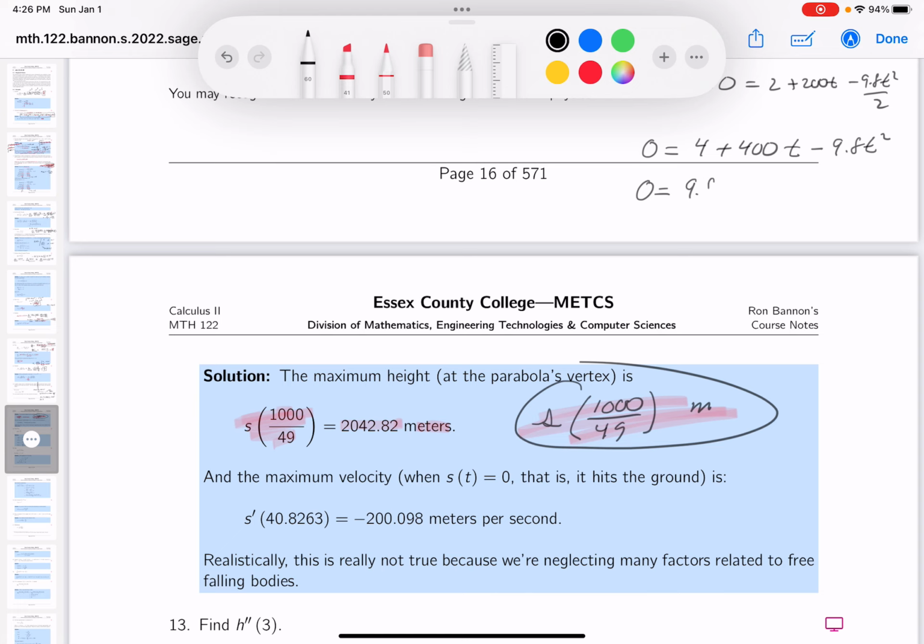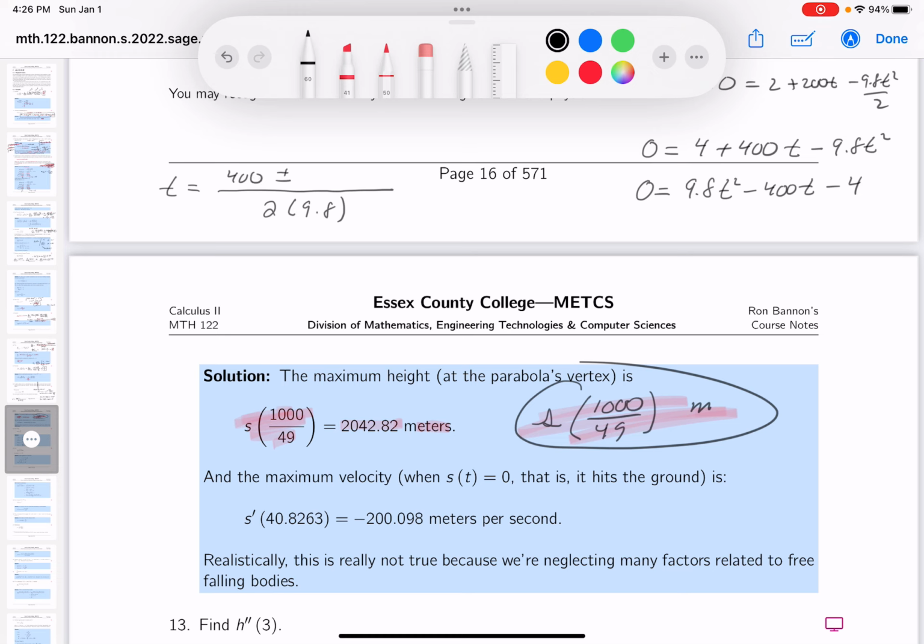You get 0 equals 9.8 t squared minus 400 t minus 4. And let's write the t down. There's going to be two of them, by the way. We'll talk about that in a second. So it's 2 times 9.8. Yes, you need a calculator to do some of the computations here. And then what do you get? Well, the opposite of b, which is 400.